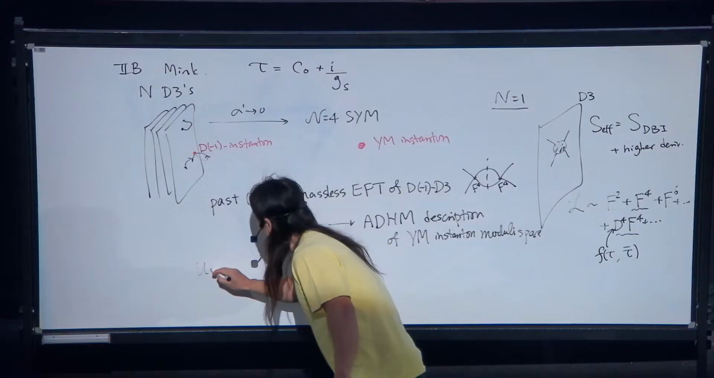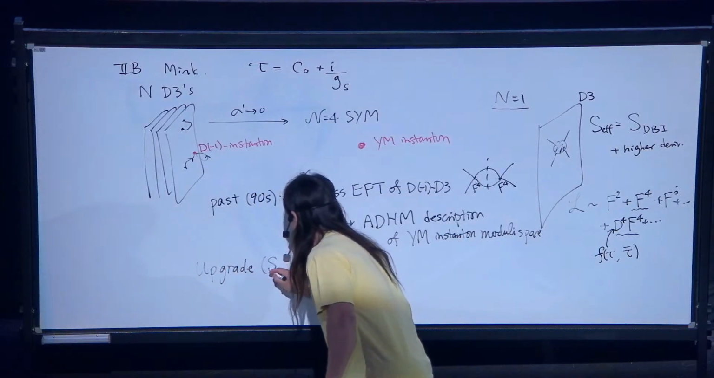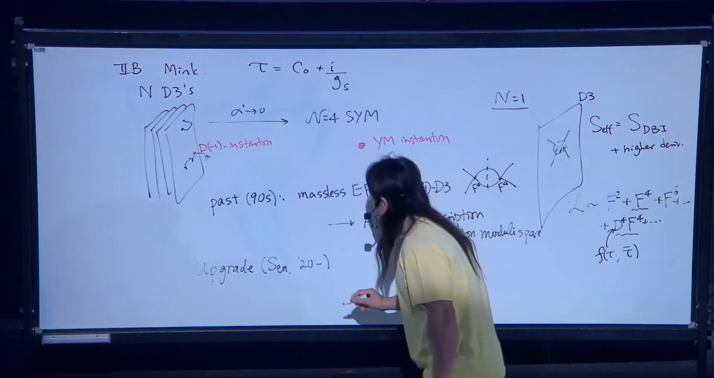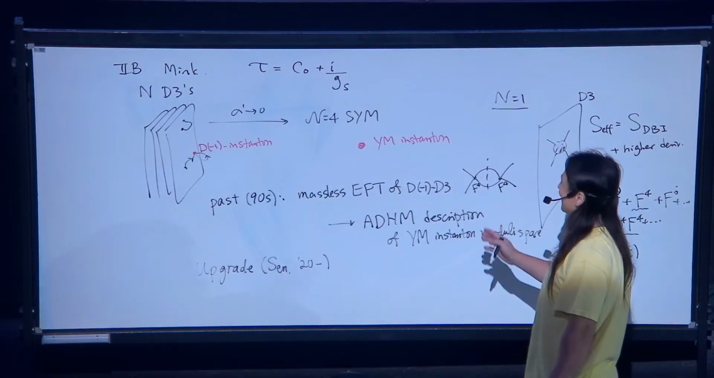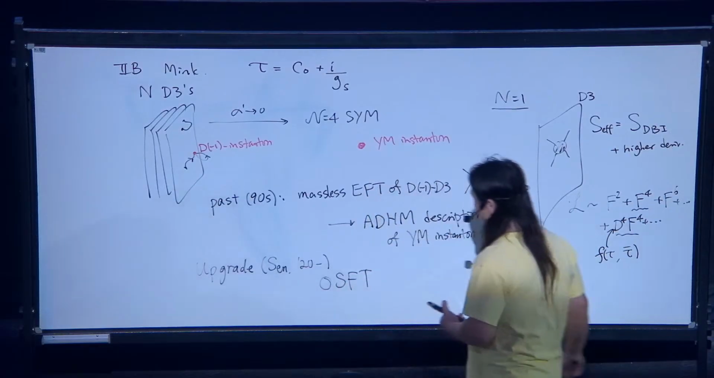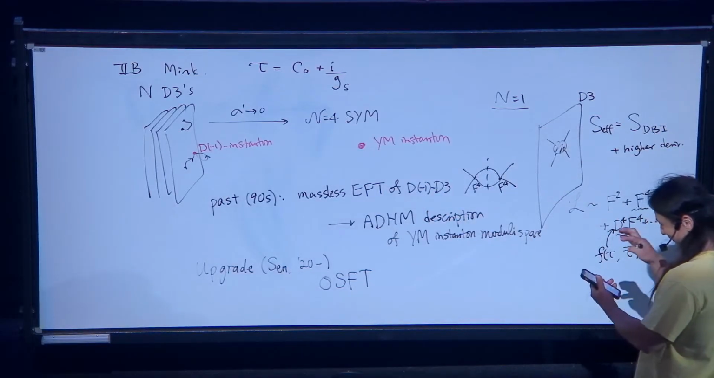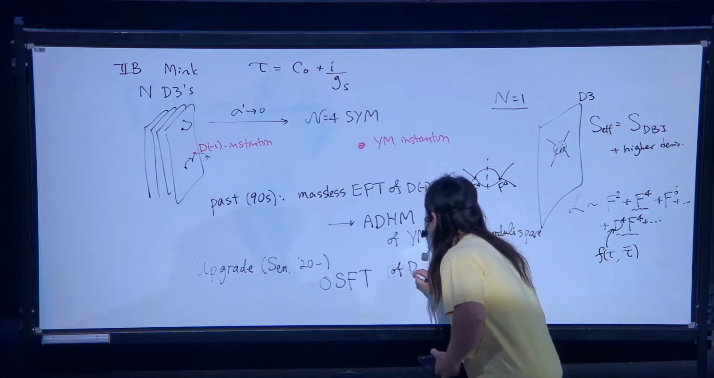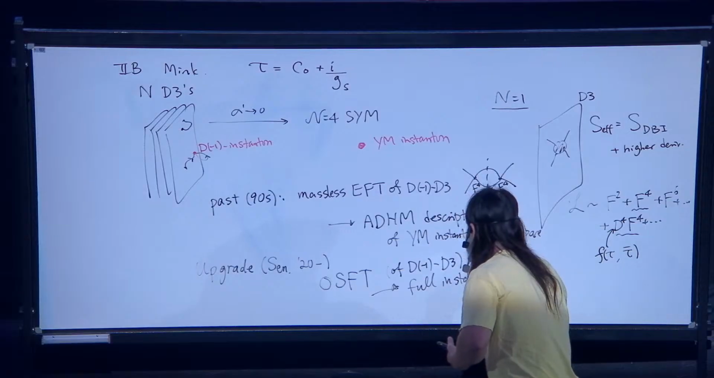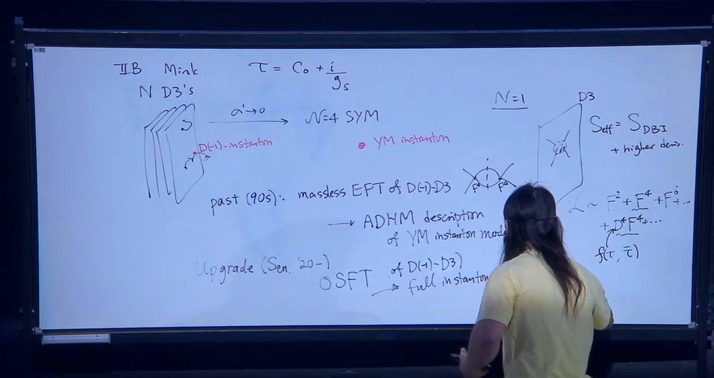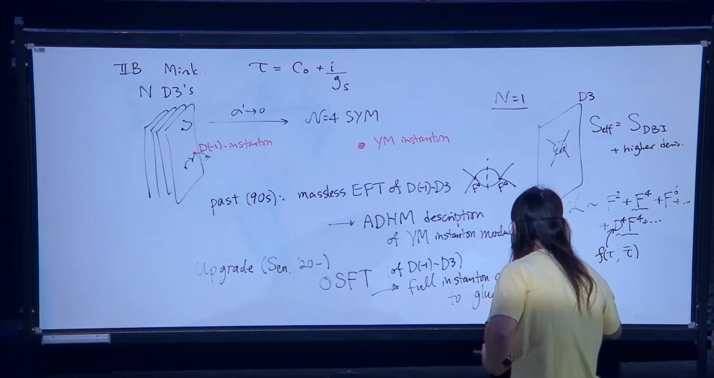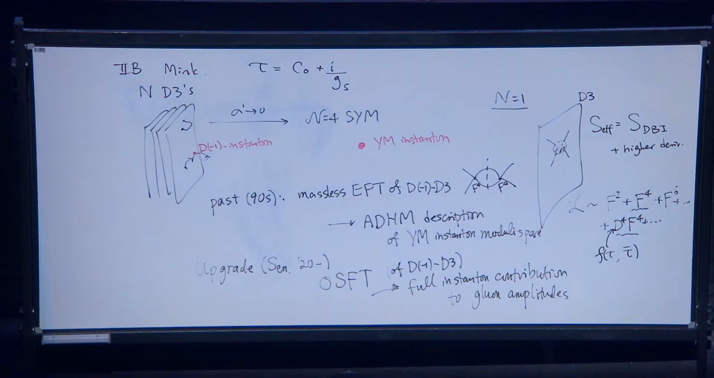So the upgrade of this, which is essentially due to Ashok and Sen from 2020 and on, is, well, strictly speaking, Ashok did not apply that to the D3 brane case. That is the work we are describing here. But the general formulation of the instanton was developed by Ashok. The idea is to use the open string field theory, which is kind of an upgrade of the massless effective field theory, in this case of the D-1 D3 system, to produce the full instanton contribution to, let's say, the gluon amplitudes in this example. Okay, so that's where we're going.